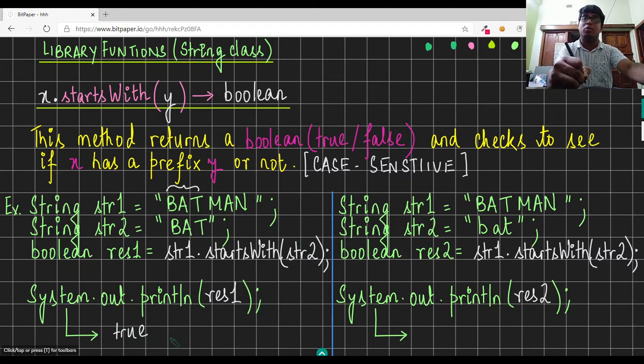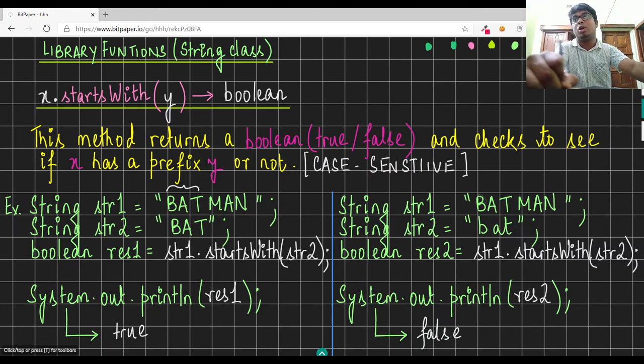But this will not work the other way around. If you call str2 dot startsWith str1, this would give you false because bat does not start with Batman, right? So the ordering does matter. Moreover, it's case sensitive, meaning if you passed bat in lowercase letters to this function and you expected it would return true, that's not the case. It would return false because this string does not begin with lowercase letters bat, right? Let's move on to the next function.